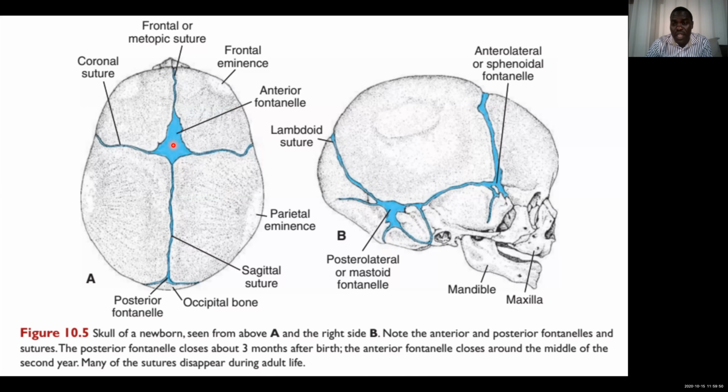In adults, you can do CT scanning, which uses radiation. But in children, you try to avoid radiation as much as possible. The advantage here is that we can do ultrasound instead through the anterior fontanelle.